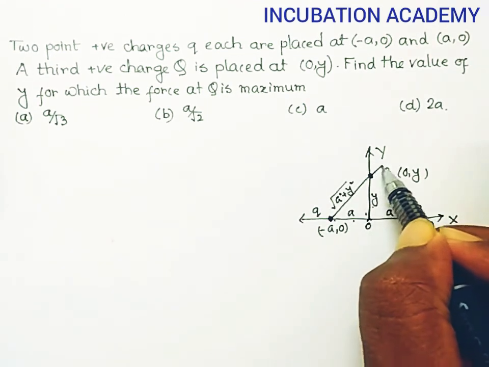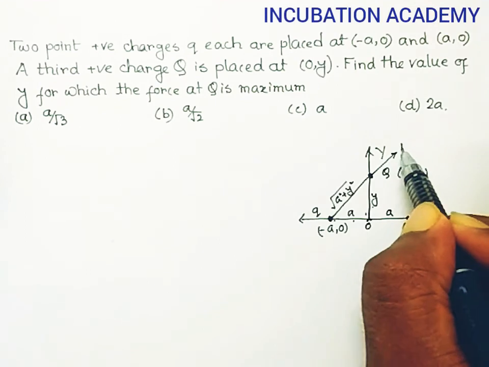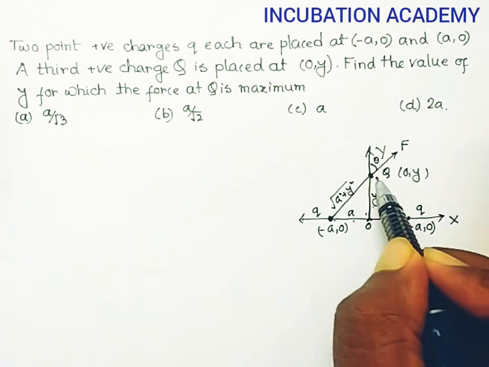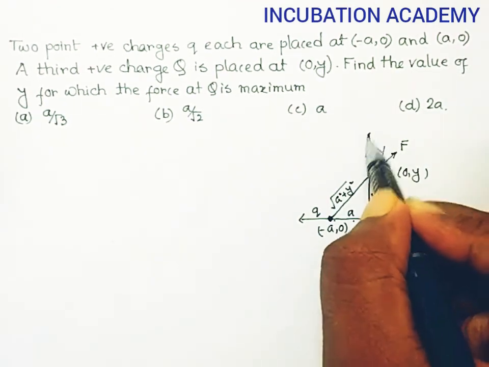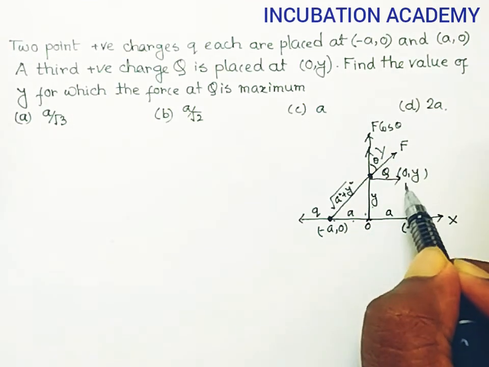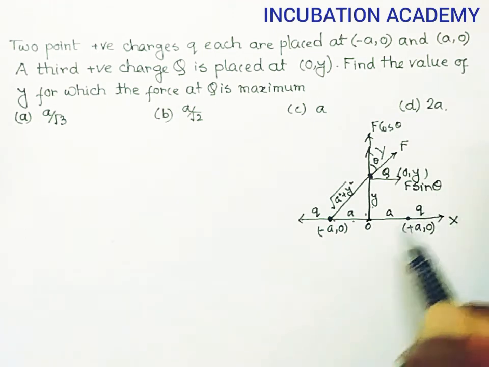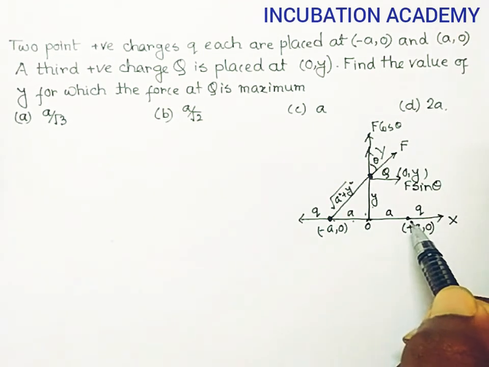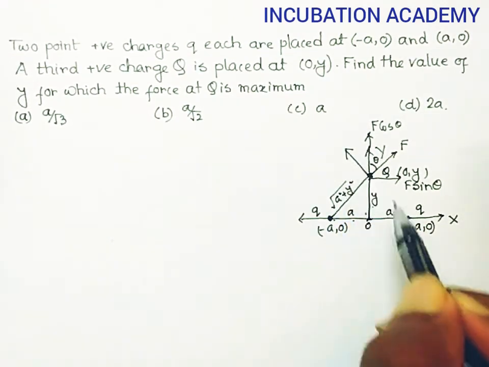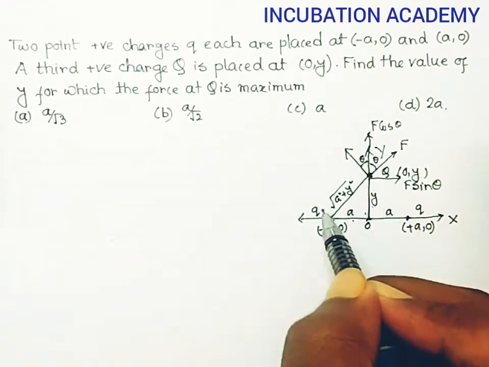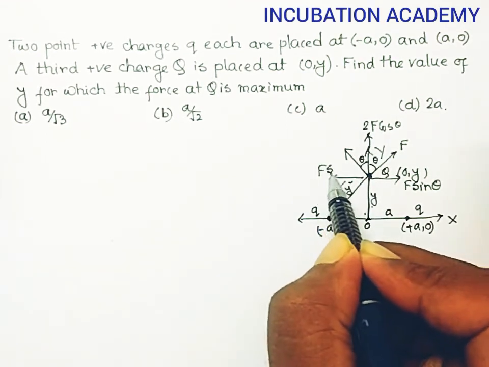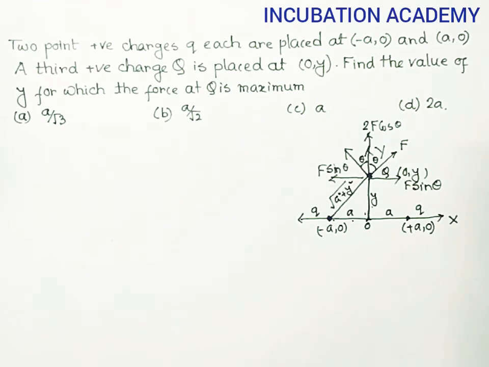So this is the direction of the force. It makes an angle theta with the y-axis. It has two components. One is along this direction, f cos theta, and another is along this direction, f sin theta. Obviously, the other charge also exerts a force on it, along these directions. It is a symmetric figure, so the angle is also theta. So here it becomes 2f cos theta, and the component f sin theta.